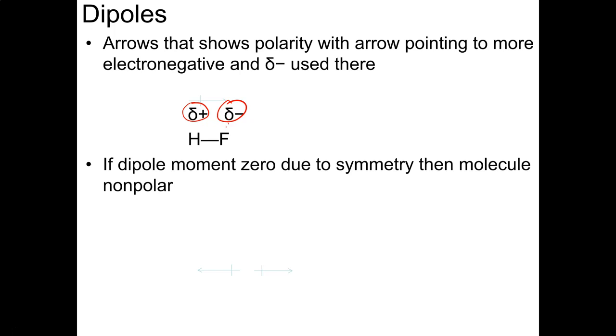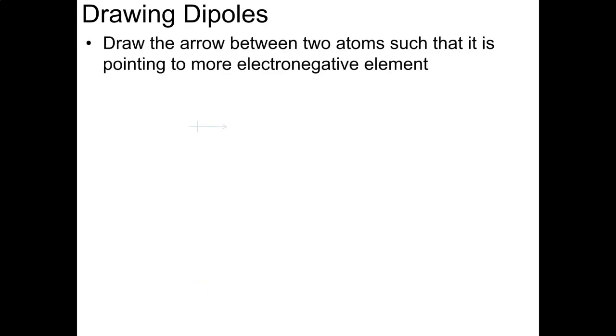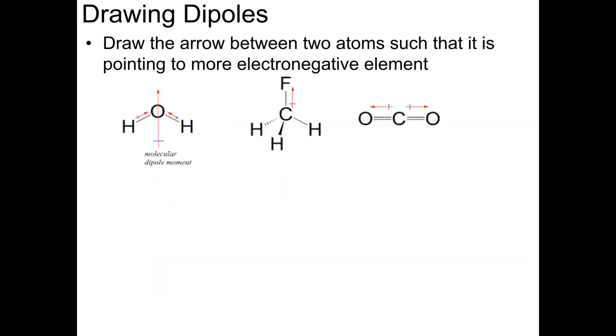So if the dipole moment is 0 due to symmetry, the molecule is nonpolar. So here's CO2. See how the arrow is pointing this way, the arrow is pointing this way, positive, negative, negative. This is symmetrical, so the molecule is nonpolar. So drawing dipoles, draw the arrow between the two atoms such that it is pointing to the more electronegative element. Here are some different examples of it. CH2O, CH4, CO2.